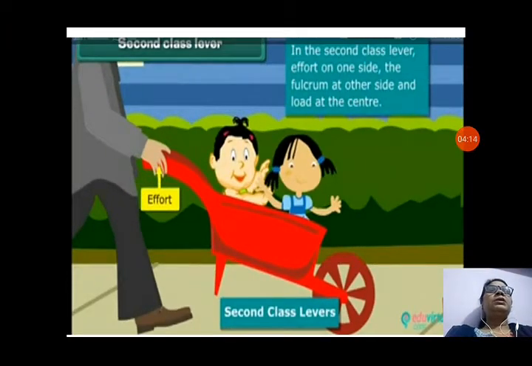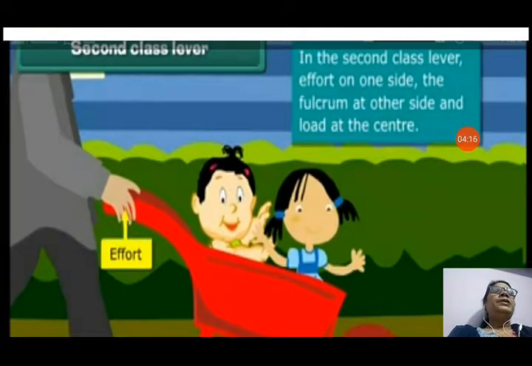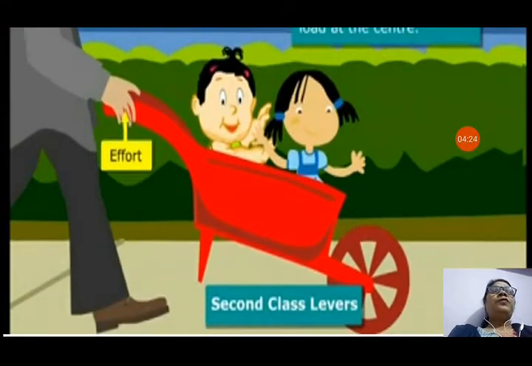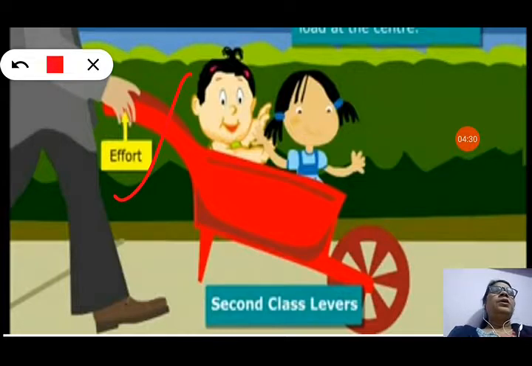Now next let us see about the second class lever. In the second class lever, effort is on one side, the fulcrum at the other side, and the load is at the center. In this type of lever you can see one side is effort, in the middle the load is there, and fulcrum is in the front part. So in this case the load is between the effort and the fulcrum.